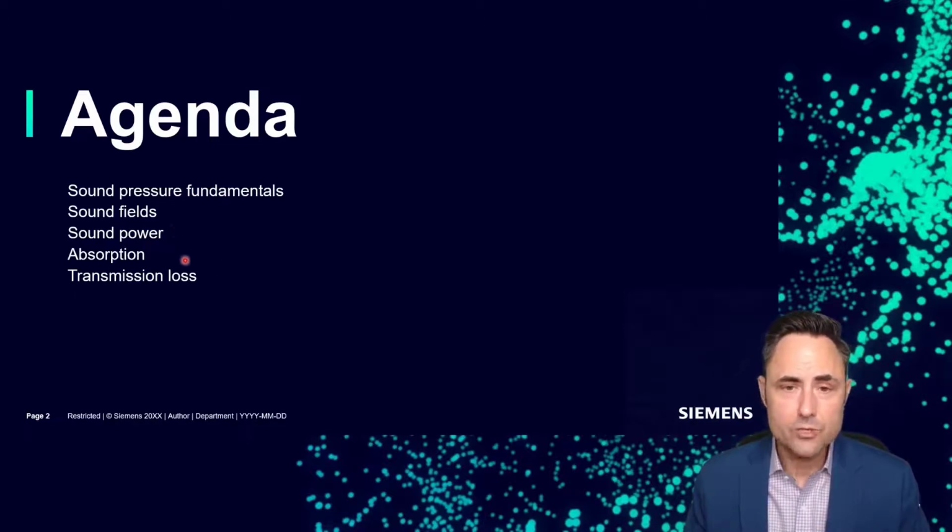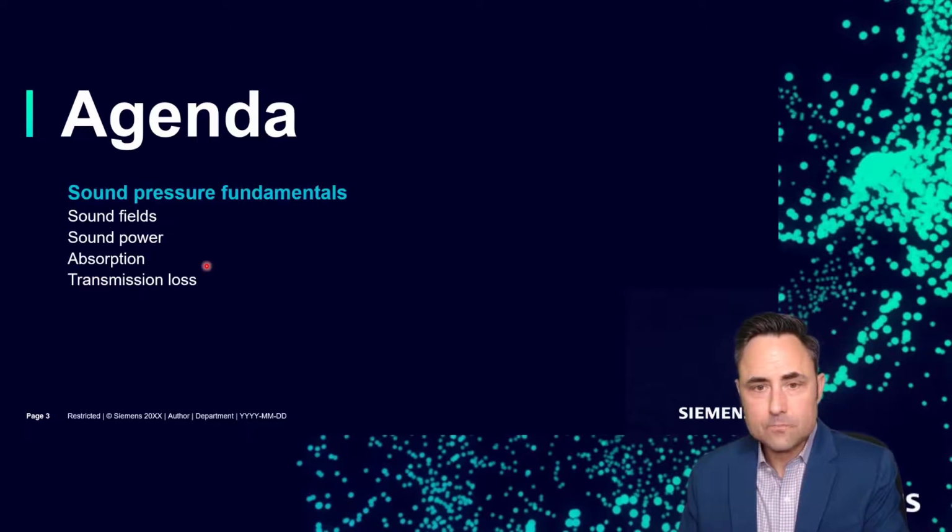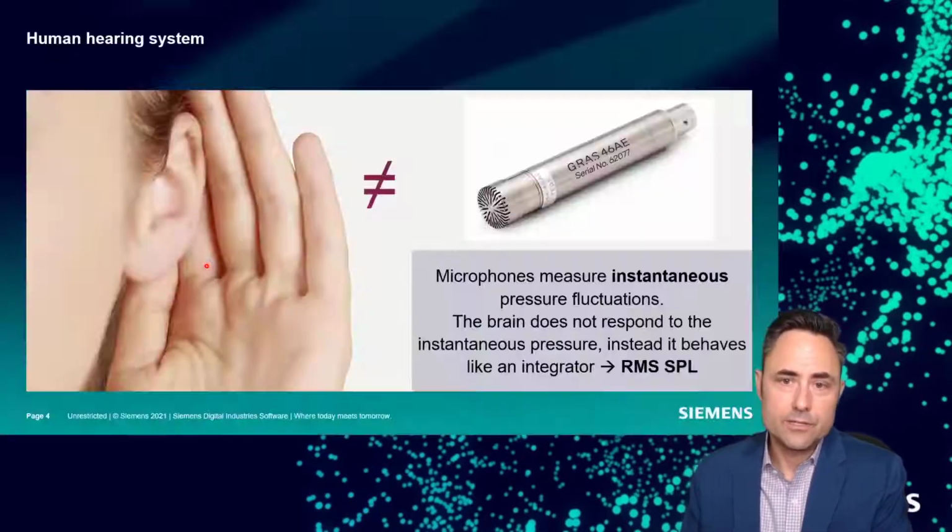And then we'll talk about two of the ways we work to control sound, and these quantities, absorption and transmission loss. We'll talk about how we test for those, what the values mean, and what we can do with them. Okay? So sound pressure fundamentals. This is really the building blocks of everything.